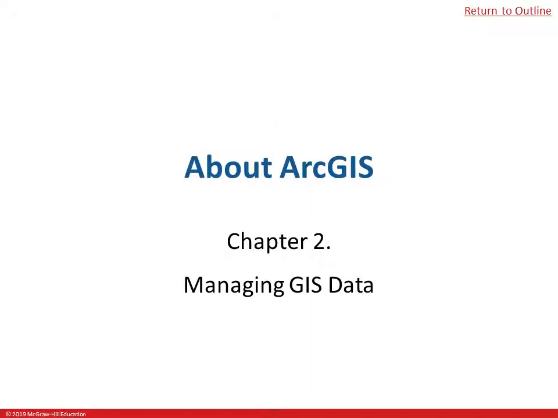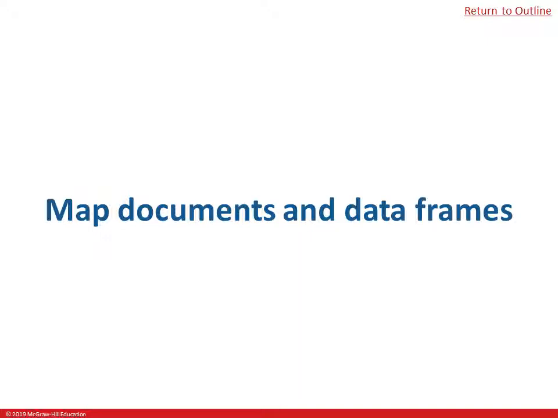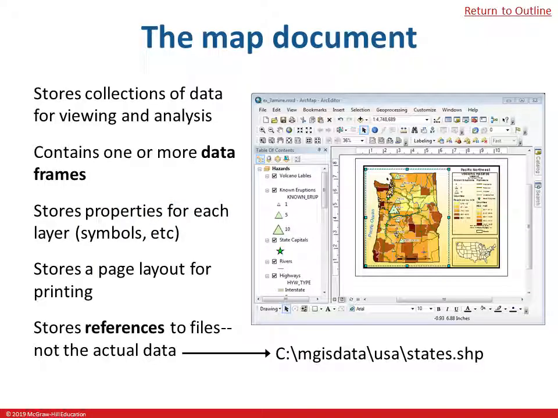Alright, so let's look at ArcGIS and specifically at what we can do to manage our GIS data. Map documents and data frames is the first thing we're going to look at. The map document itself stores collections of data for viewing and analysis, and sometimes you can have multiple data frames. And then for each one you can store properties for each layer, like the symbols and that sort of stuff. And it stores a page layout for printing, which is sort of the map view of how it looks when it's done. And it has references for all the files, not necessarily the data. It simply knows where the data is so that it can access it to make the maps.